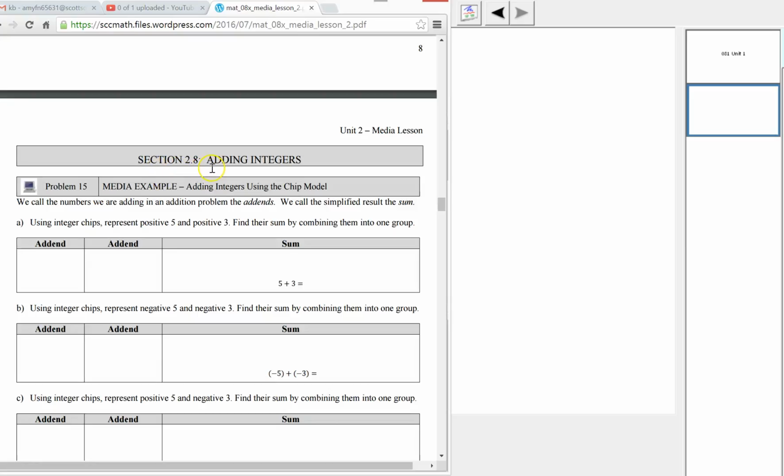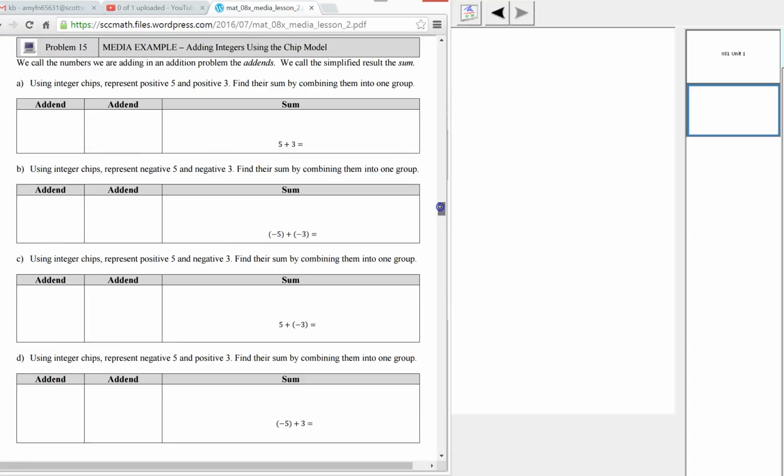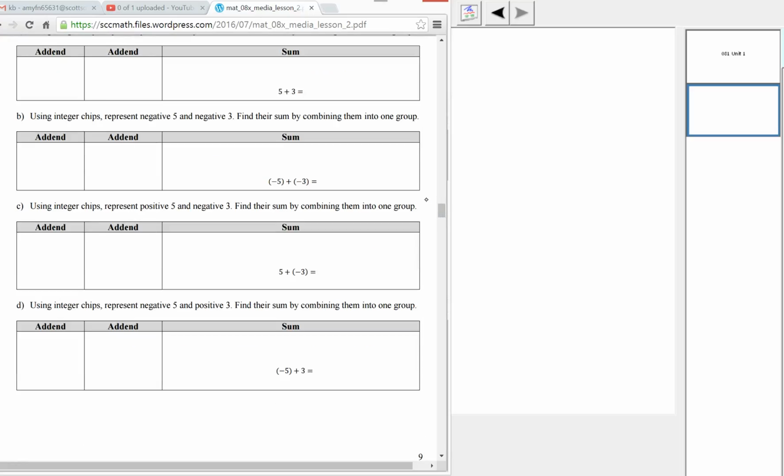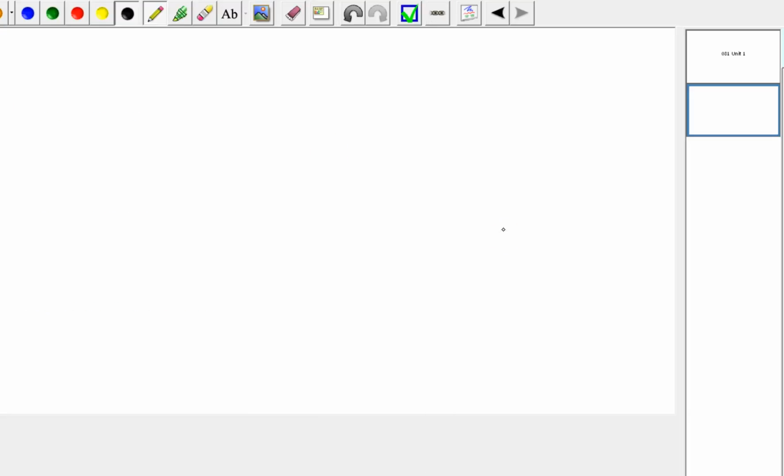Let's look at section 2.8, adding integers. So we're going to look at adding single-digit integers in two ways, using the chip model and then using number lines. So notice this is intentional. We have the same numbers. We have all the different combinations. So let me just show you what this might look like.